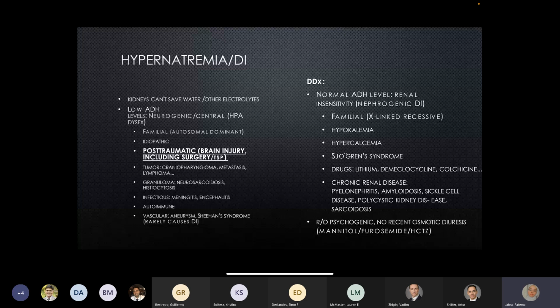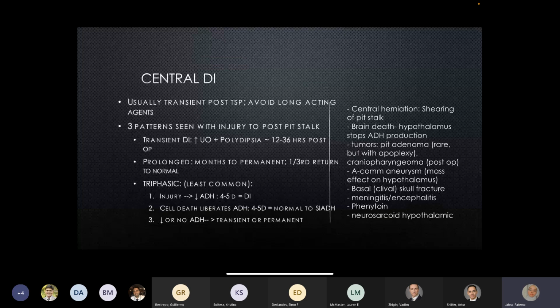So in DI, I just wanted to differentiate between nephrogenic and central. We almost never deal with nephrogenic. That's due to some medications and hypokalemia, and things like that. But we just focus on central diabetes insipidus. So in central diabetes insipidus, you have high urine output, and then you have polydipsia, and people are thirsty, and then your sodium goes up.